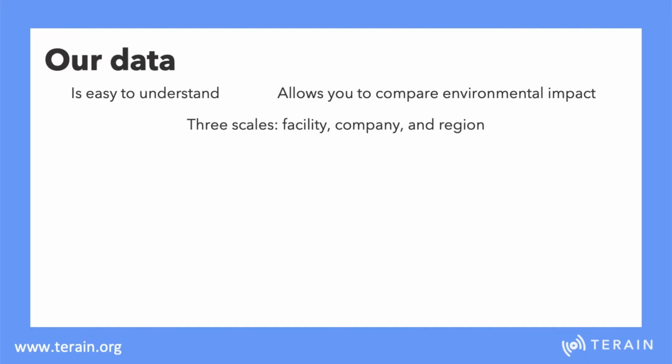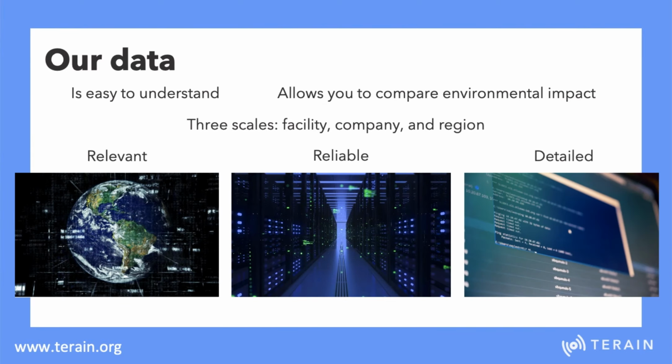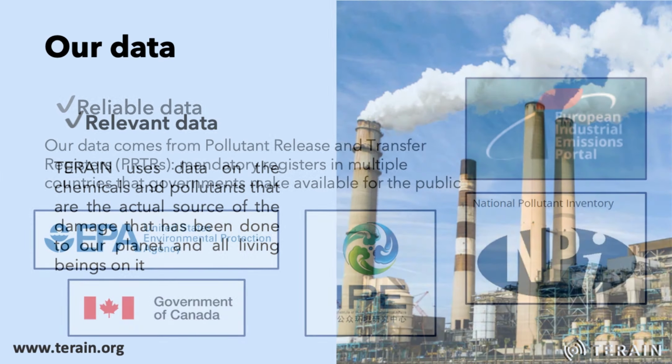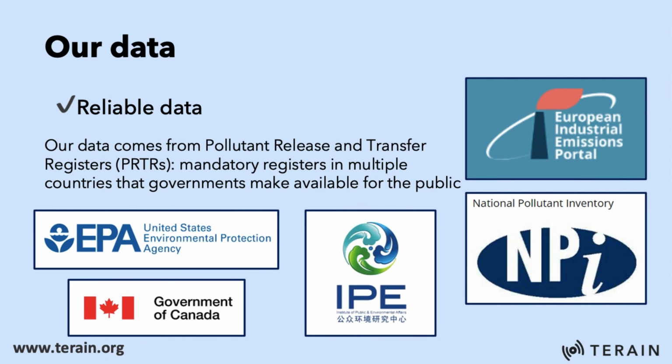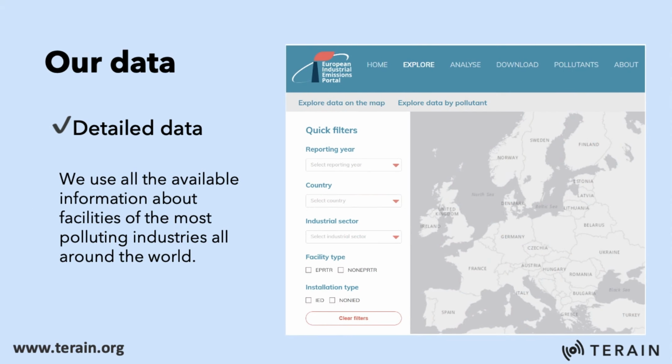Thus, our motto and the baseline for our work is to provide relevant, reliable, and detailed data. Our data is relevant because Terrain uses data on the chemicals and pollutants that are the actual source of the damage that has been done to our planet and all living beings on it. Our data is reliable because it comes from pollutant release and transfer registers, which are mandatory registers in multiple countries that governments make available for the public. And finally, our data is detailed because we use all the available information about facilities of the most polluting industries all around the world.